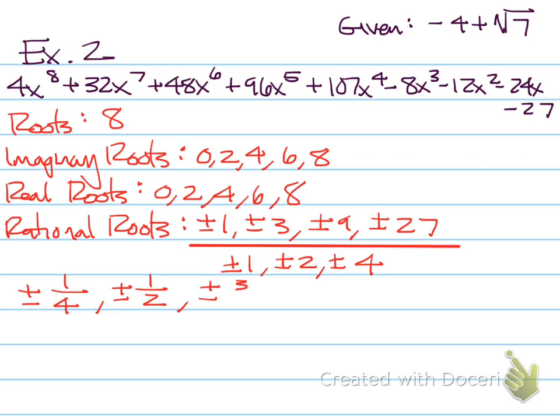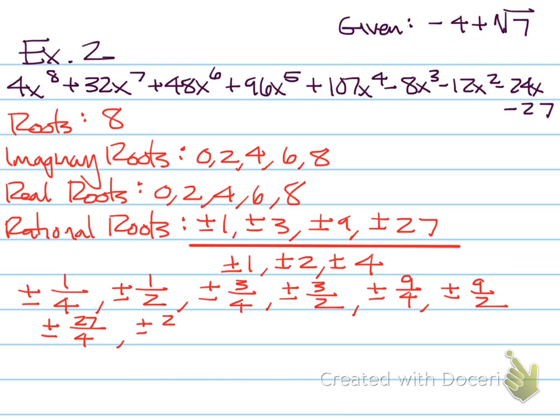3 divided by 4, 3 divided by 2. And then again, we're going to skip the 1 in the denominator, go to the 9. 9 divided by 4, 9 divided by 2, and then the 27. 27 divided by 4, 27 divided by 2.